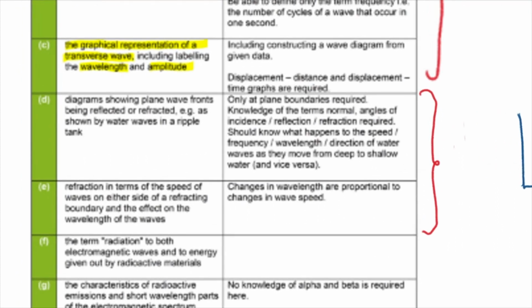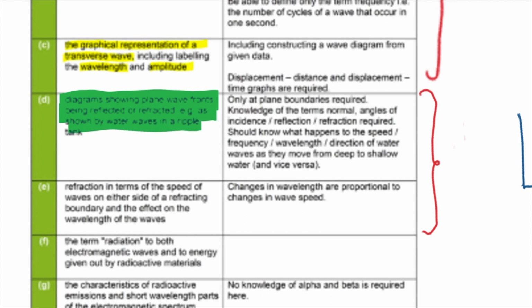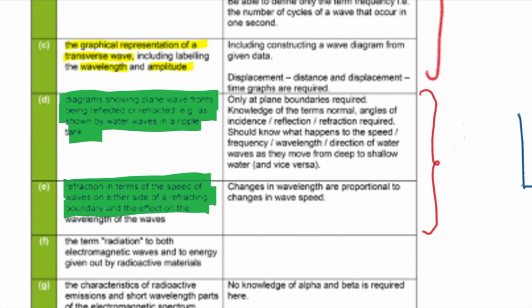I'll just highlight the parts we're going to be learning. We're going to be using diagrams to show plane wavefronts being both reflected and refracted. An example of that is waves in a ripple tank. And in terms of refraction, we'll be learning about the speed of waves on either side of a refracting boundary and the effect on the wavelength of the waves.